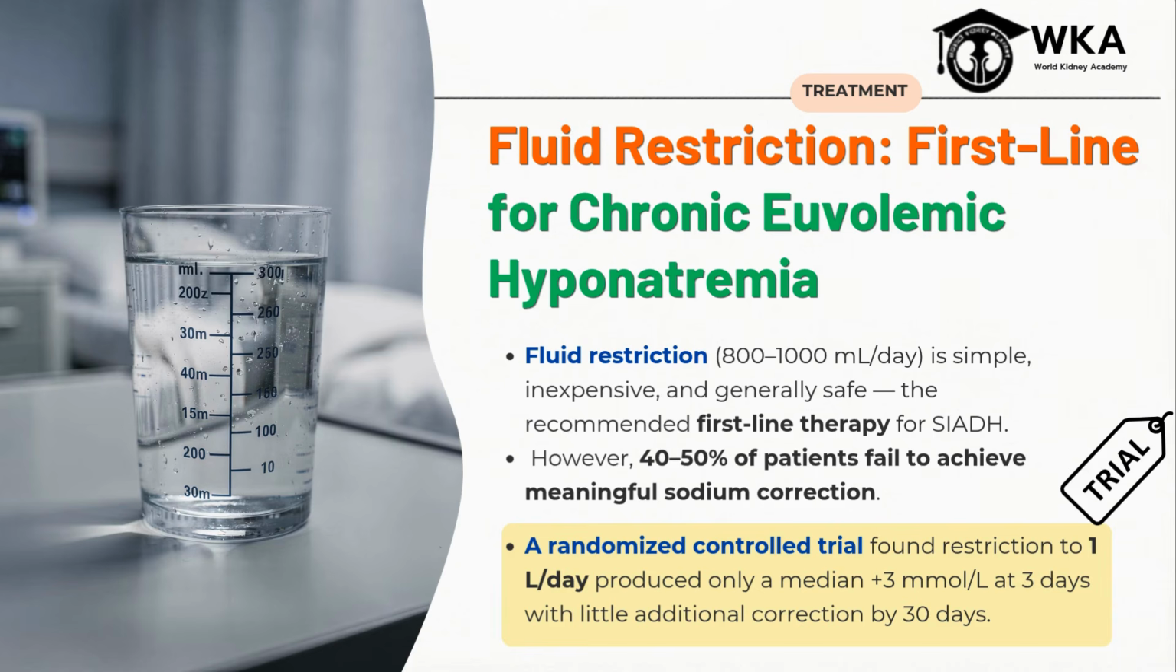So while fluid restriction remains an important foundational strategy, clinicians should recognize its limitations. Patients with highly concentrated urine, elevated urine osmolality, or high urine sodium are less likely to respond adequately because their kidneys continue retaining free water very efficiently. This is why newer strategies, including urea, vasopressin antagonists, and combination approaches, are increasingly being explored in refractory cases.